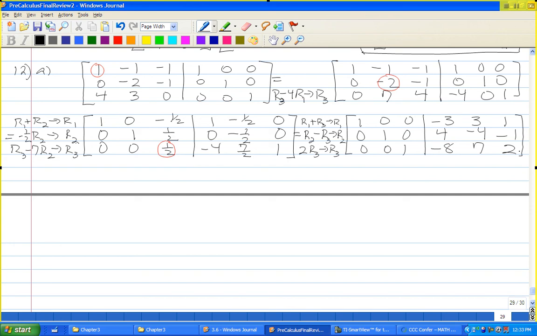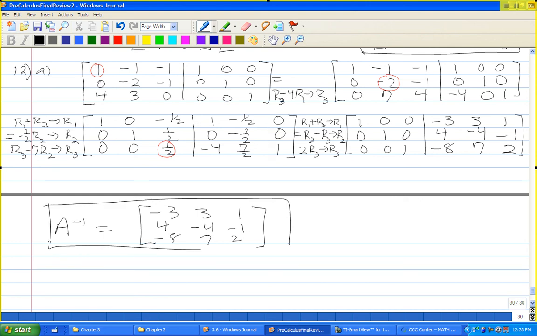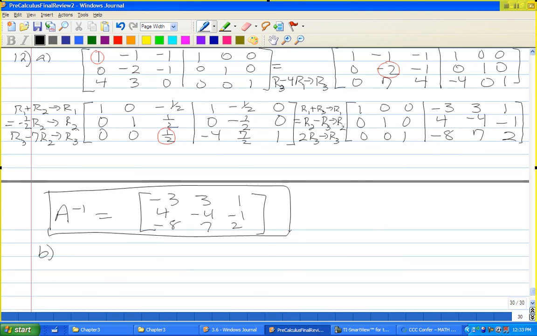So therefore, the inverse is nice. Negative 3, 3, 1, 4, negative 4, negative 1, negative 8, 7, 2. That is my inverse. That was A. So B says to compute A times A inverse.